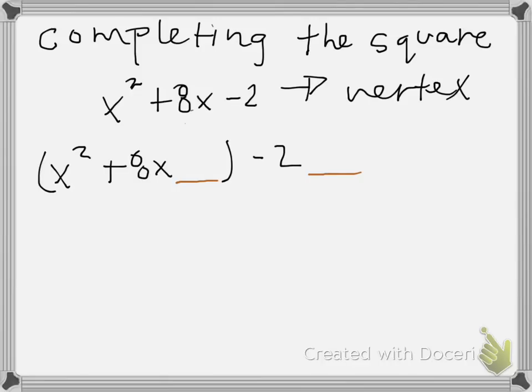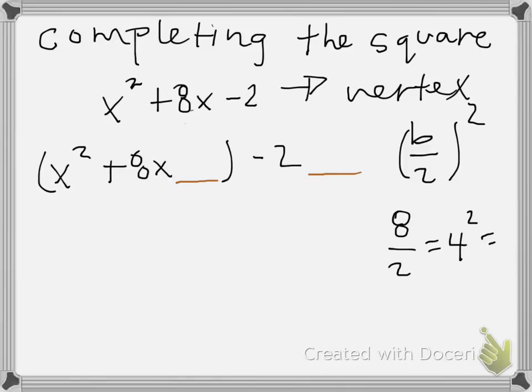So you need to remember the formula b divided by 2 squared. b is 8, divided by 2 is 4, and when we square it, we get 16. So we know that 16 is our manipulation number, which means we are going to add a 16 right here, and we're going to subtract a 16 on the outside.